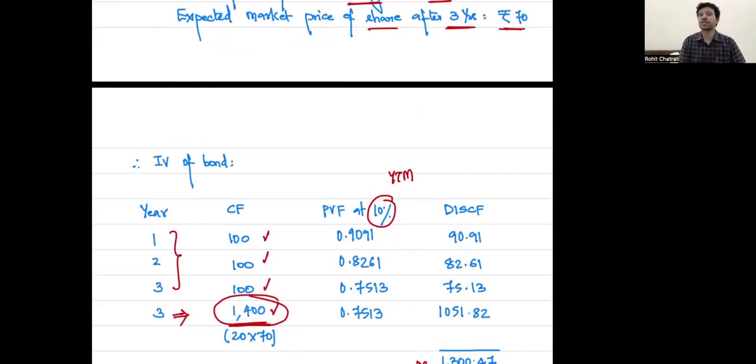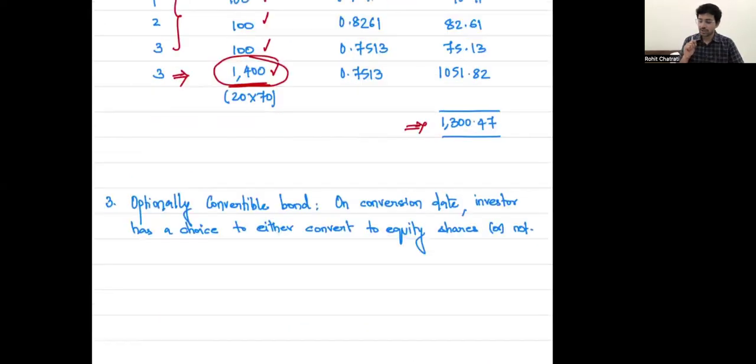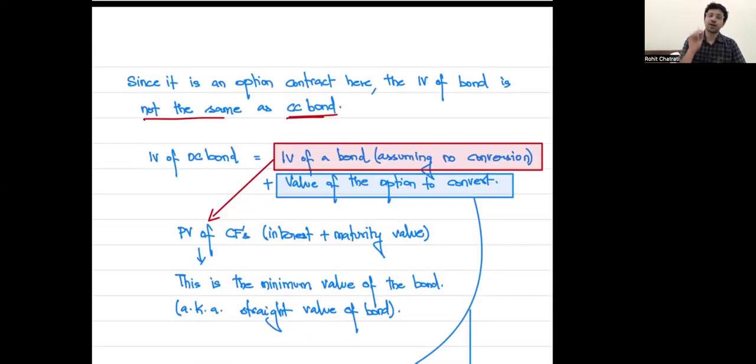But in case of an optionally convertible bond, the investor has a choice. If the share is actually doing well, he will actually get it converted into equity shares. But if the share is underperforming, he will not get it converted into equity shares, and instead he will actually choose to receive the redemption value. All right, so the year 3 ultimate cash flow is actually a variable. It's not known, but it's actually a variable. So that is the reason intrinsic value of an optionally convertible bond is not the same as that of a compulsorily convertible bond.